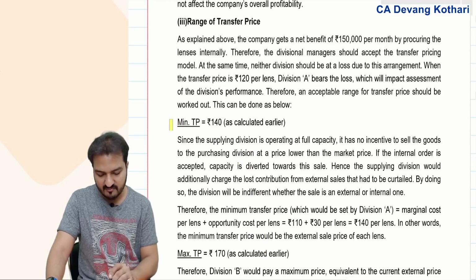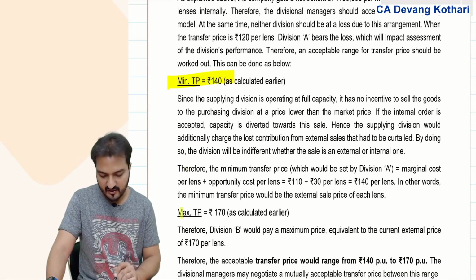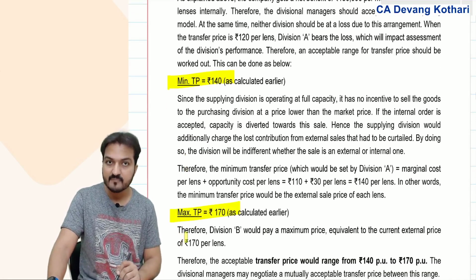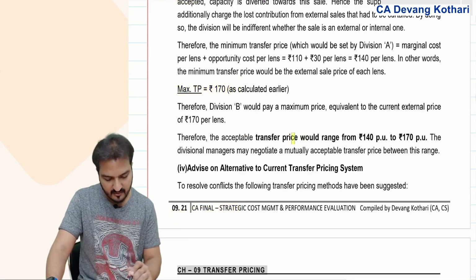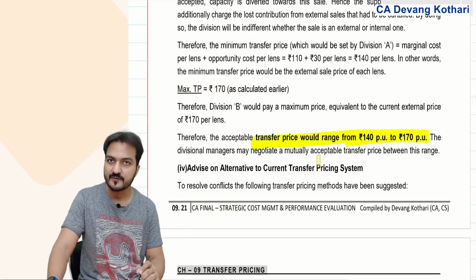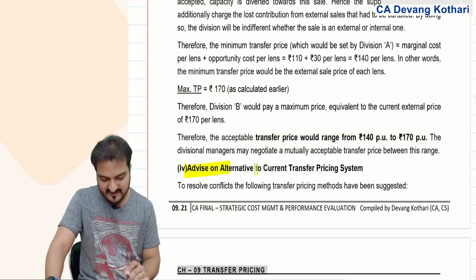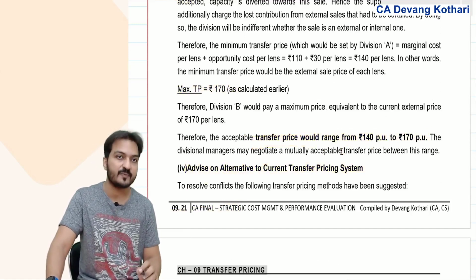Explanation regarding why the minimum TP is 140. Explanation regarding why the maximum TP is 170. And then you say that the final answer should be between 140 to 170. Yeah. Further, they're asking advice on an alternative to the current transfer pricing method.